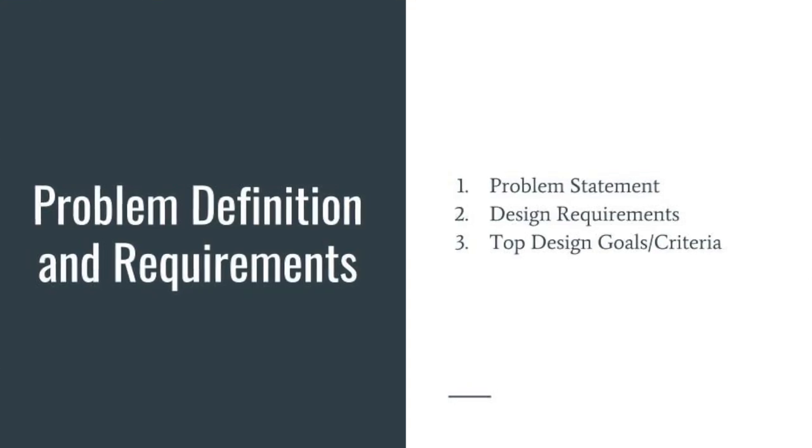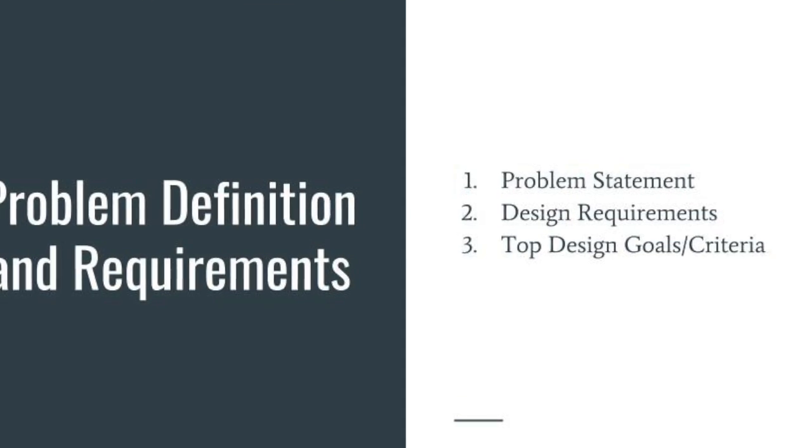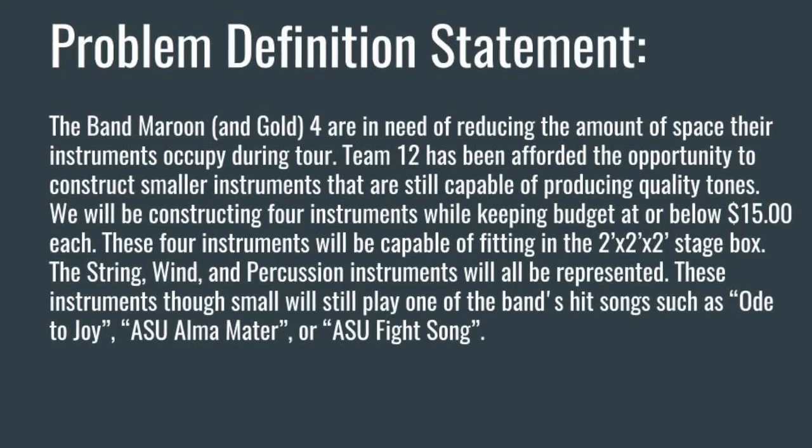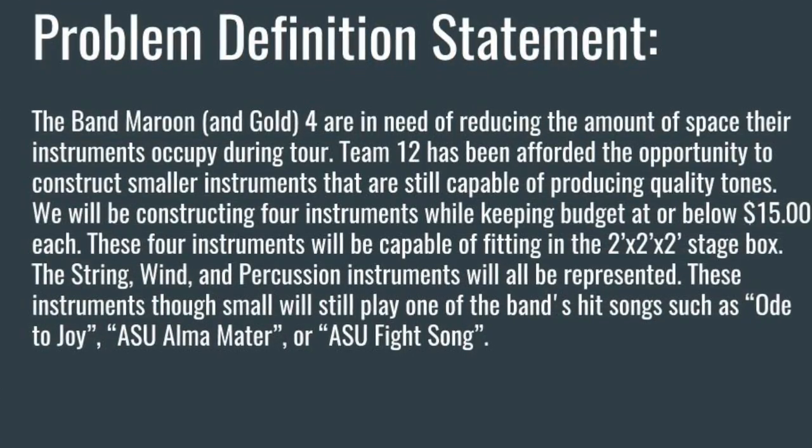The first slide that we'll be looking at is the problem and definition requirements. In these following slides, we look at problem statement, design requirements, and the top design goals and criteria. We, as Group 12, have been commissioned to work on a project for Maroon 4. What we're trying to do is reduce the size of their instruments and get them to fit in a 2x2x2 box, and then construct each instrument for $15 a piece.